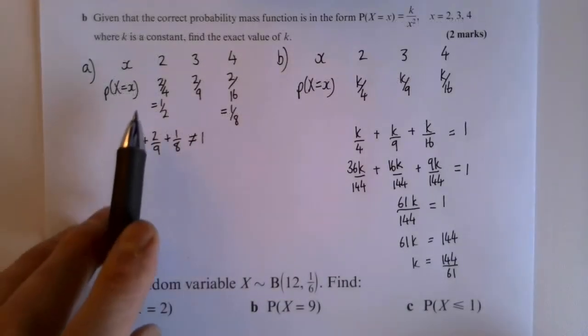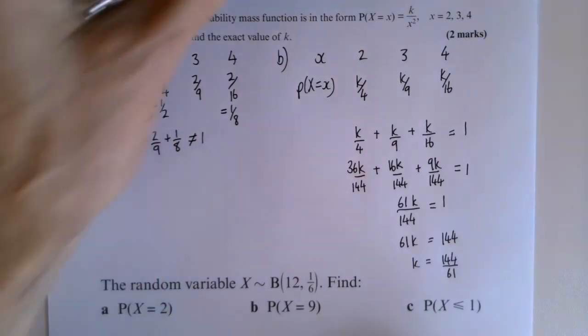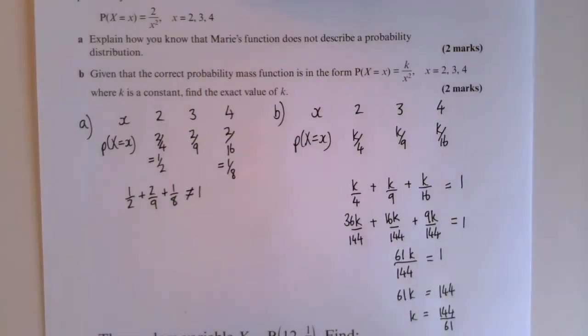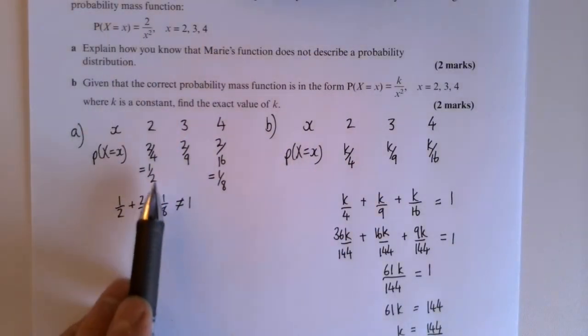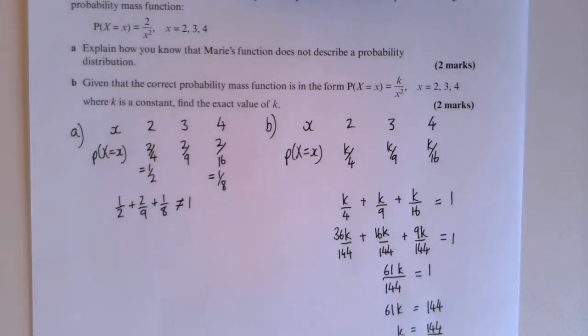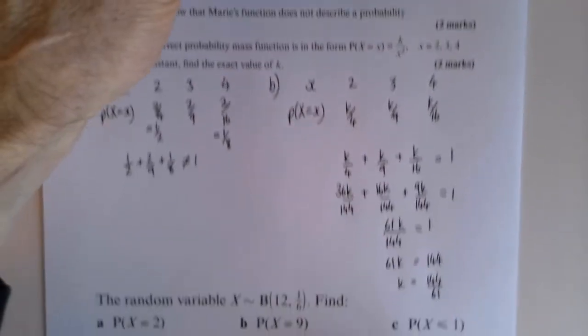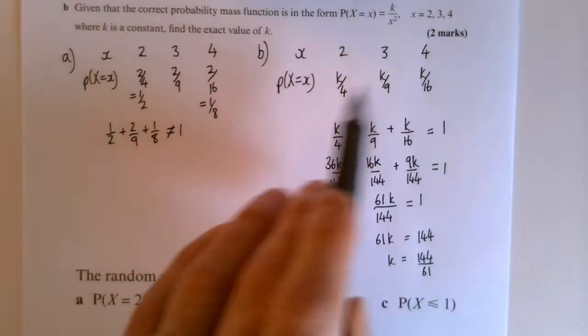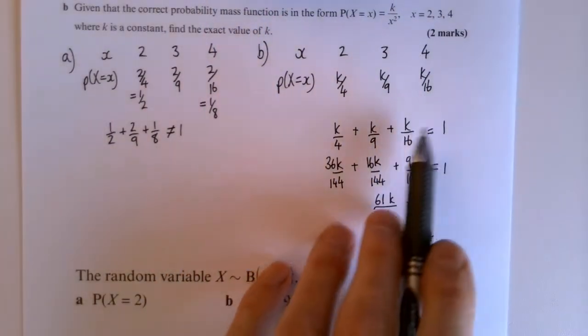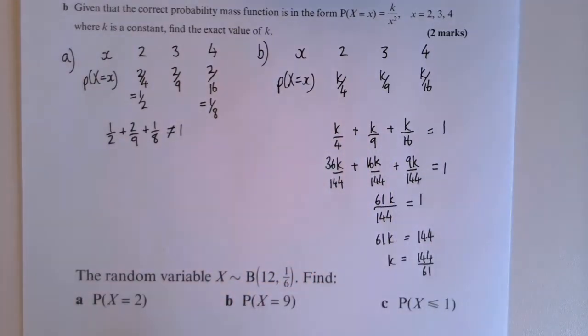Okay, so hopefully part A was pretty much okay, using the formula here. Those were the probabilities you got, but they didn't add up to 1, so that can't have been the probability function. With B, using the formula here, this is what I got. I know those had to add up to 1, and this was a horrible fraction addition sum.